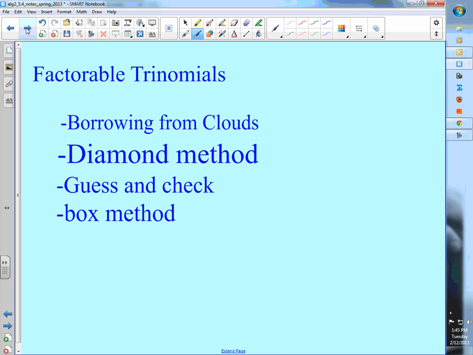And if you don't have a method for factoring trinomials, if there are anybody who hasn't got to that point, you need to get a method. You need to come in if you need help. I can help you with borrowing from the clouds. I can help you with guess and check. Diamond and box, I'm really not all that well versed in those.